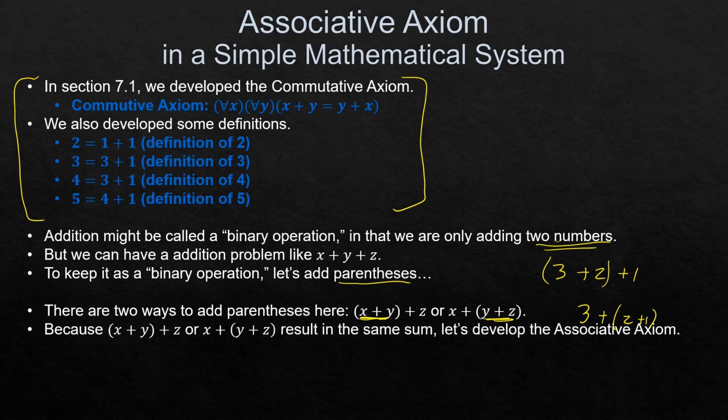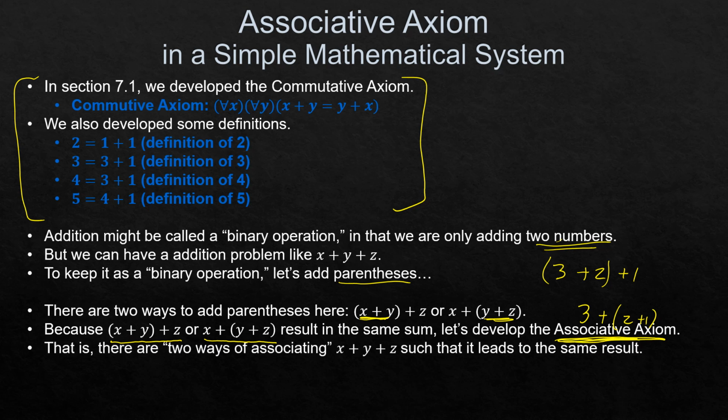But because this and this result in the same sum, let's develop the associative axiom. That is, there are two ways of associating x plus y plus z such that it leads to the same result. And hence we have the associative axiom. We have three quantified variables. For all x, for all y, for all z, parentheses x plus y, close parentheses, plus z is identical with x plus parentheses y plus z, close parentheses. So this statement here and this statement here are identical.